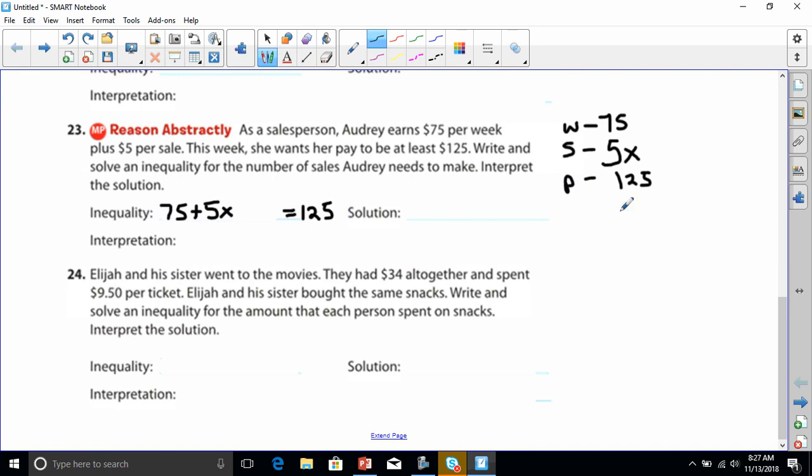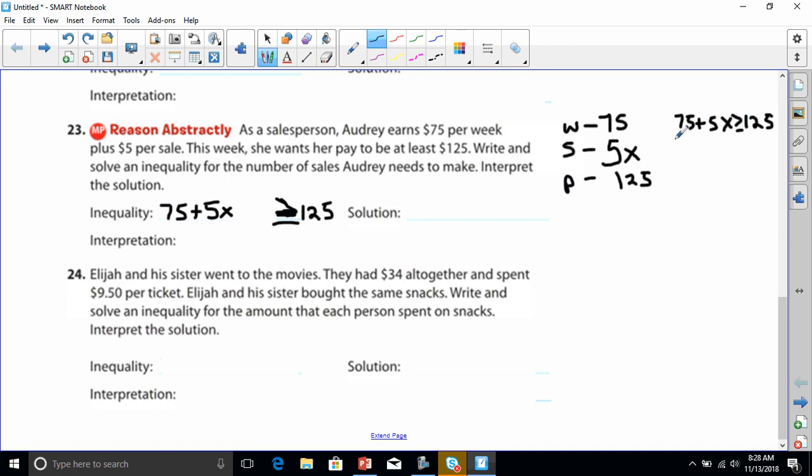What's our solution now? Well, let's do our equation over here. We had 75 plus 5x and we got 125 over here. Now the one thing we do have to remember is what inequality sign we are going to have, because it says to make at least this. She wants her pay to be at least this. So that means her pay has to be the same as or more, right? We're not going to have an equal sign here. We have greater than or equal to 125. So let's put that over here, greater than or equal to.